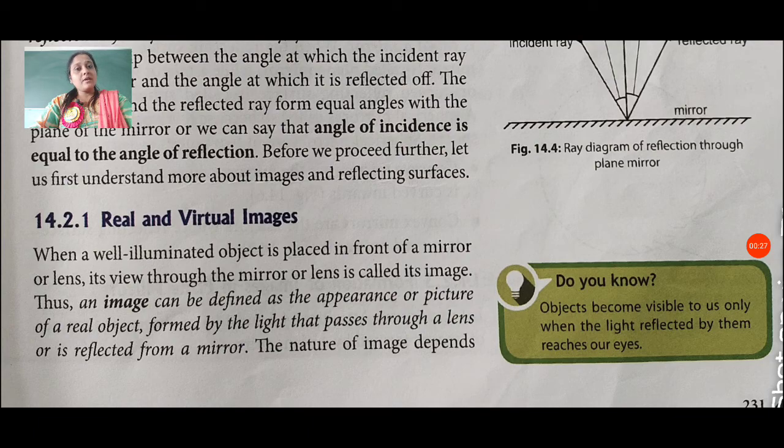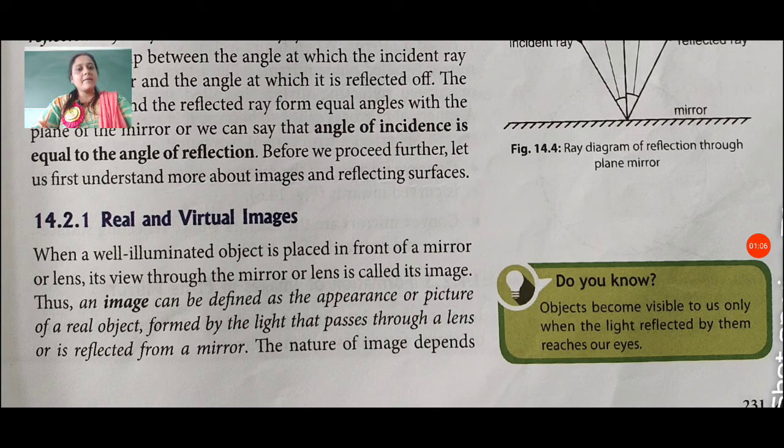You are now familiar with reflection. You have already learned about the reflection of light, how we can see the moon because of the reflection of light between earth and sun. Like this, some types of objects use reflected light. When a well illuminated object is placed in front of a mirror or lens, its view through the mirror or lens is called its image.